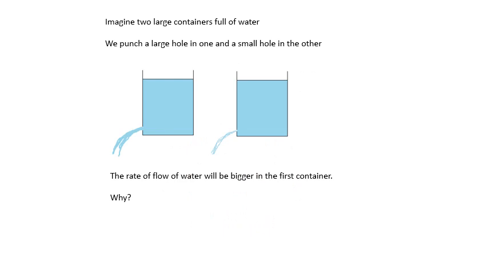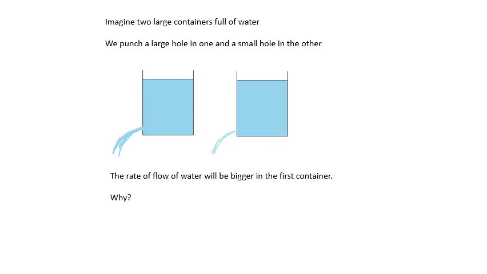Before we talk electricity, imagine this. We've got 2 big containers full of water and we punch a large hole in one and a small hole in the other. Now what's going to happen is that they're going to leak, water's going to come out. The rate of flow of water, how much water comes out every second, will be bigger in the first container. Why? Well, because the hole is bigger, it's easier for the water to come out.